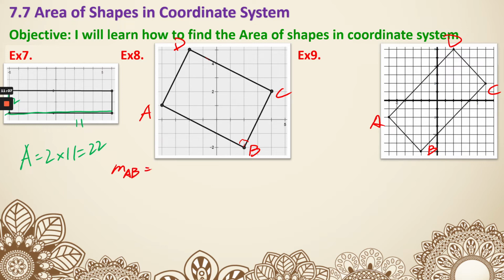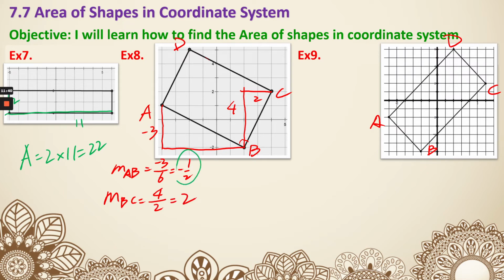That is going to be down 3, so -3, over 6, which is -1/2. The slope for BC is up 4 over 2. So that is going to be the slope for BC. That's going to be 4 over 2, which is 2. Now, if you look at these two numbers, that's clearly opposite reciprocals. That works. Now, let's find the length for AB and BC.